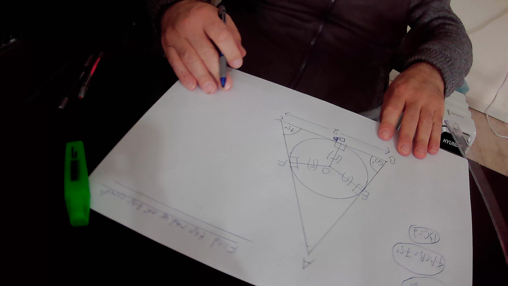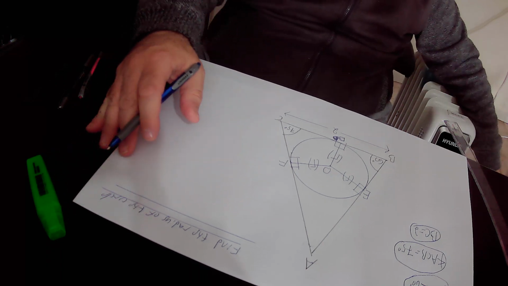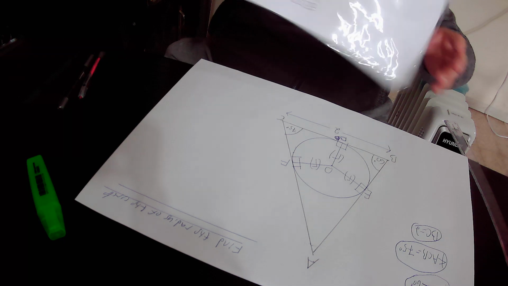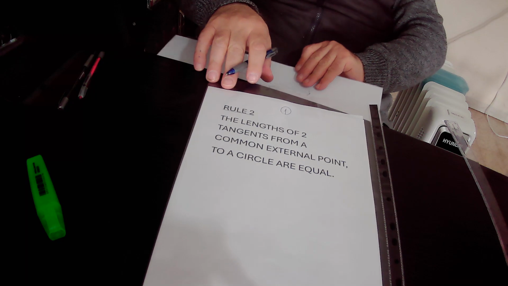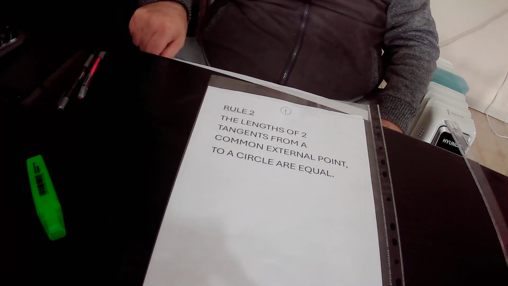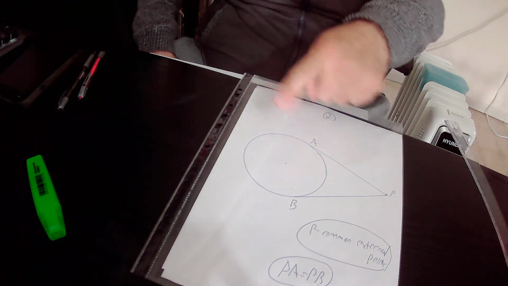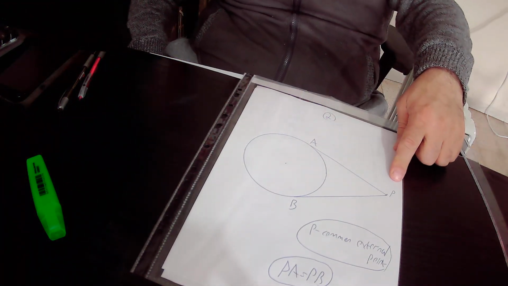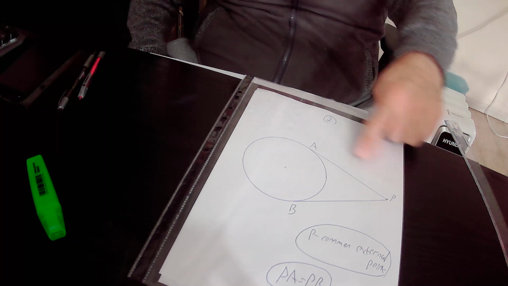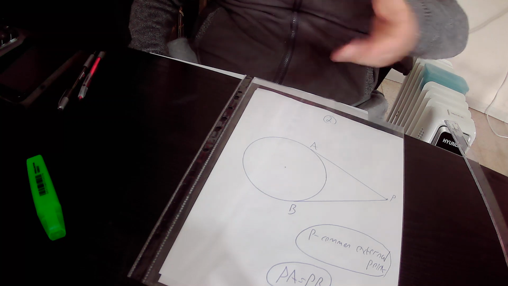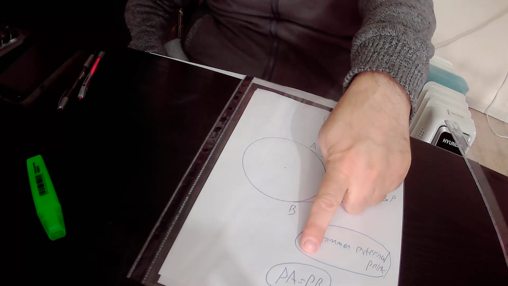We have also rule number 2. According to rule number 2, the lengths of two tangents from a common external point to a circle are equal. So here we have this circle and this common external point, point P. From point P, we have two tangents to this circle, tangent PA and tangent PB. According to rule number 2, they are equal to each other. That is to say, PA equals PB. We can actually implement rule number 2 in our drawing.